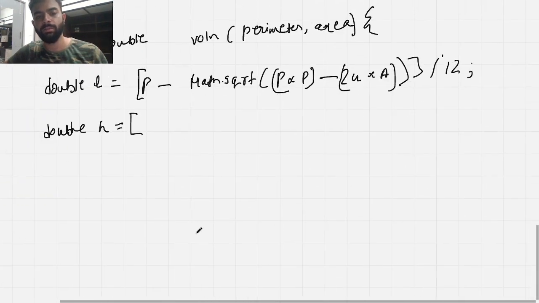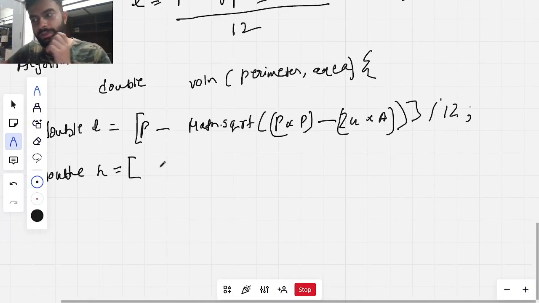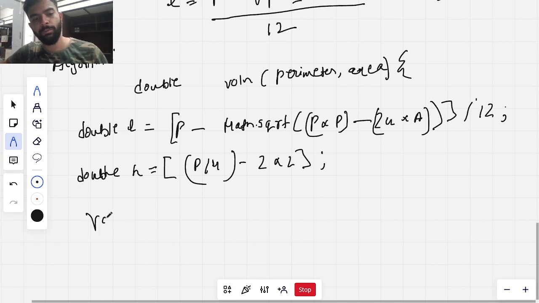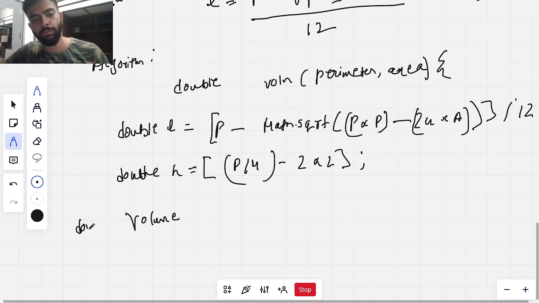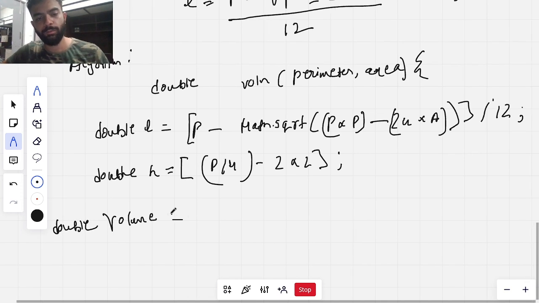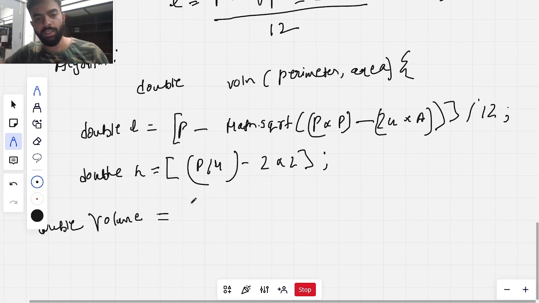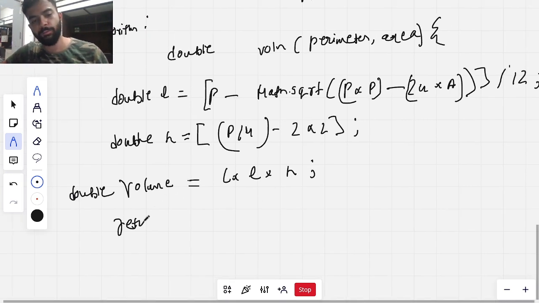Similarly, my double H will be the value of H. So what is the value of H? The value of H will be P by 4 minus 2 star L. So this is my formula, and for volume, I can take double volume equals length into height, because I'm assuming length and breadth are equal. After this, I can return this volume, and done. This was all about today's problem.